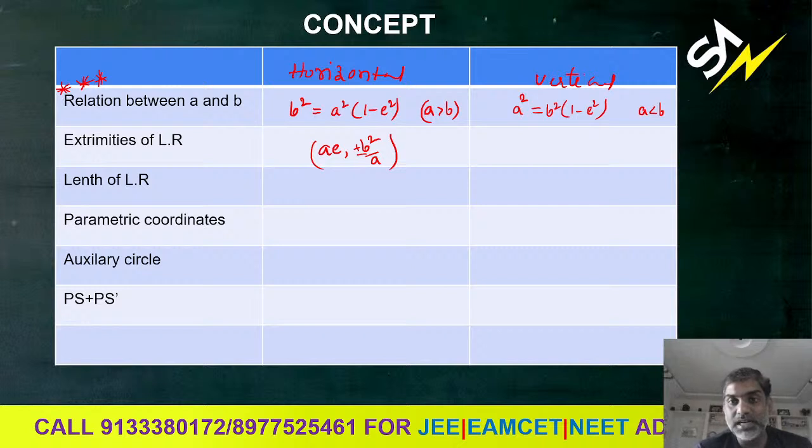Next, extremities of the latus rectum for vertical ellipse. For vertical ellipse, what do we get? We get plus or minus a square by b comma b.